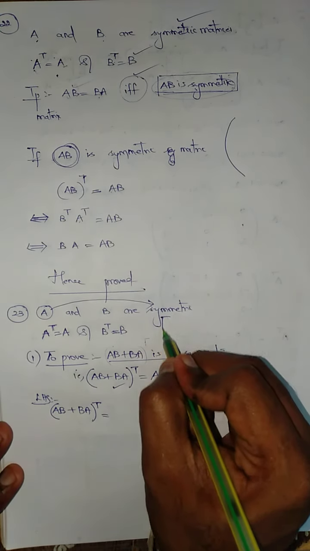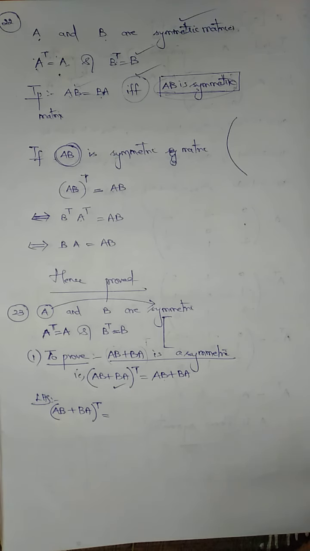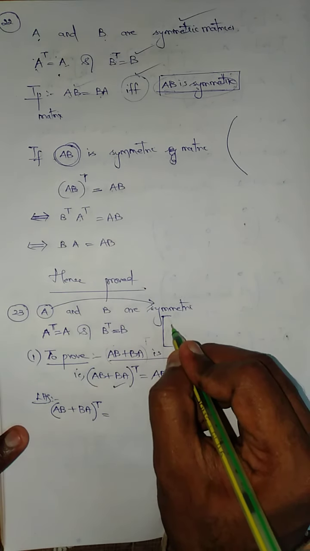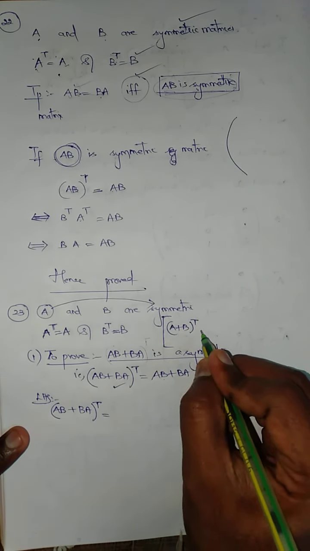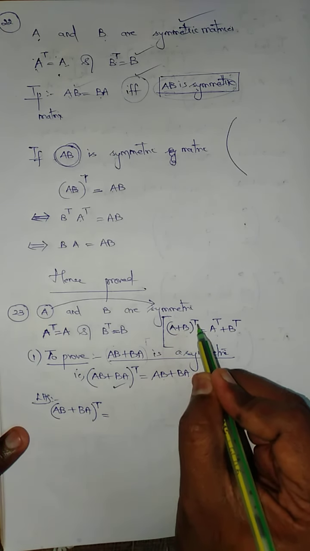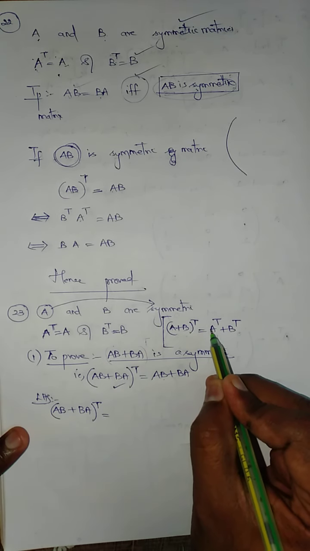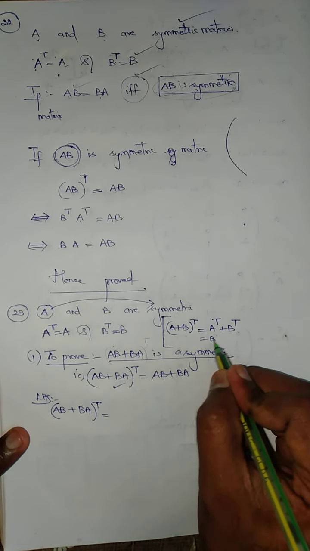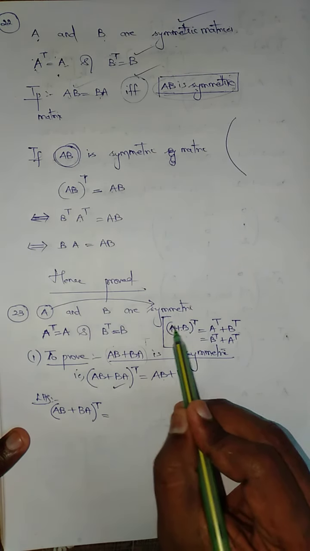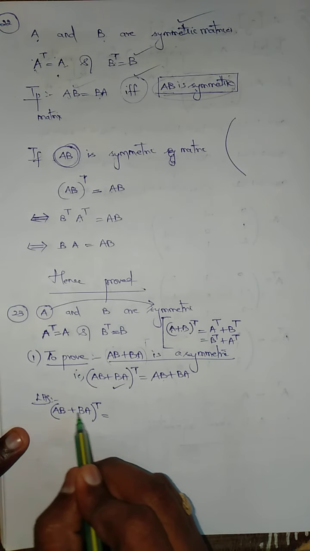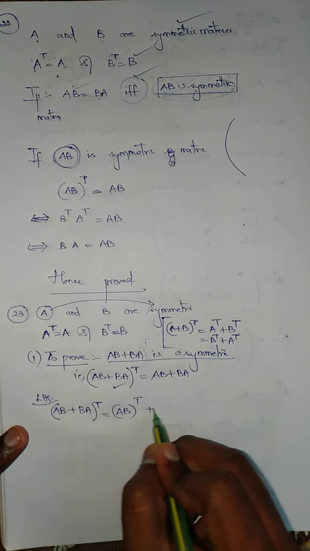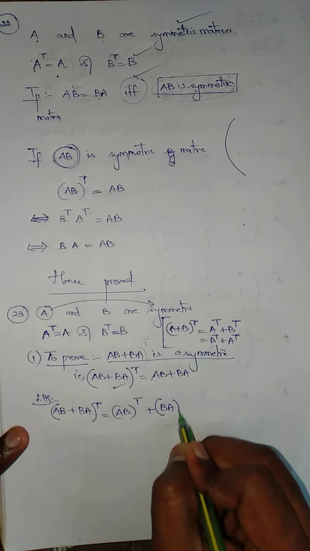Listen carefully. In sum number 15, first subdivision, there is one formula. What is the formula? A plus B the whole transpose, we can write as A transpose plus B transpose, or as B transpose plus A transpose. We can write either way. The same here: AB plus BA the whole transpose, we can write as AB the whole transpose plus BA the whole transpose.